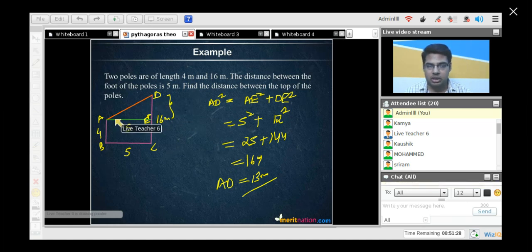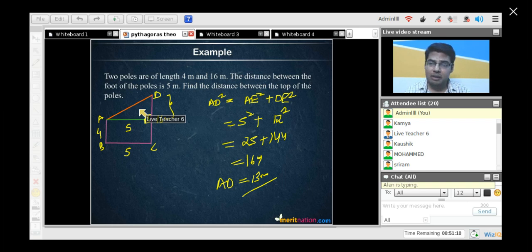We know this value, but if we get to know this value, we can easily find out this one, right? So basically here this value we can easily find out, that is total 16 minus 4, because this is also equal to 4. So this will be 12. Fine. Now the situation is clear.